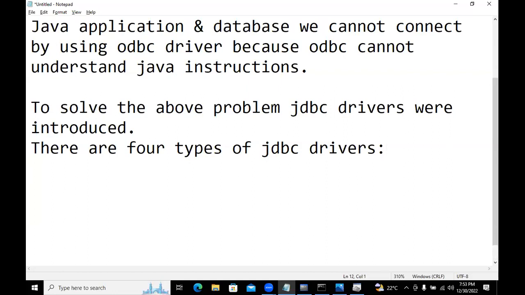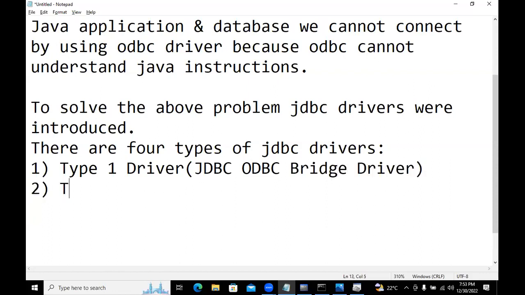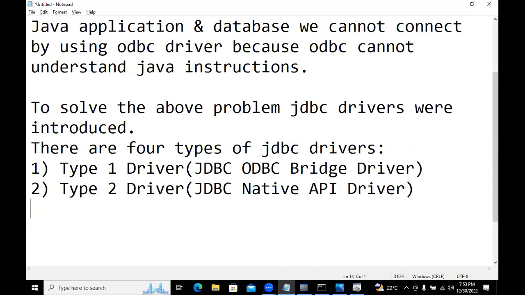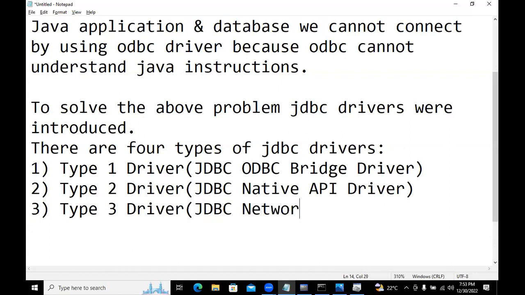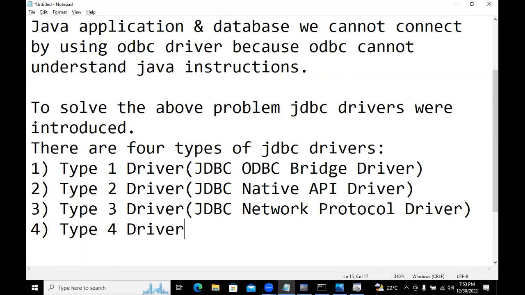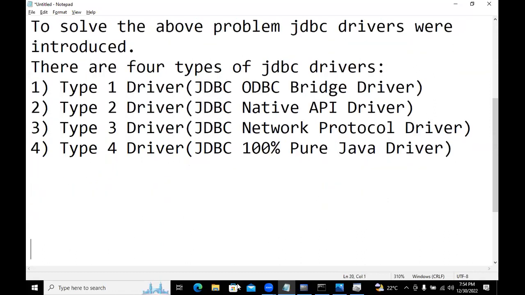There are four types of JDBC drivers. First one, type 1 driver, that is the JDBC ODBC bridge driver. Second one, type 2 driver, JDBC native API driver. Third one, type 3 driver, JDBC network protocol driver. Fourth one, type 4 driver, JDBC 100% pure Java driver.